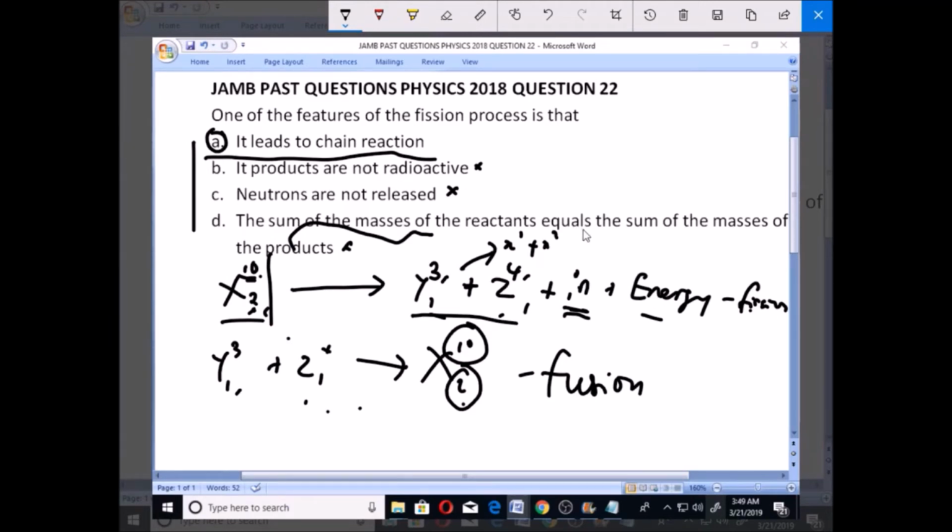And the two types of nuclear reactions are fission and fusion. Fission is when there is splitting up to produce smaller ones, whereas fusion is when there is coming together of smaller ones to form bigger ones.